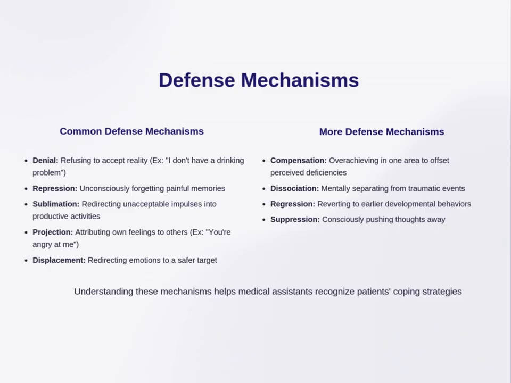Projection, attributing your own feelings to another, like claiming someone else is angry when really you're the one that's angry. Displacement, redirecting emotions to a safer target, slamming the door when they're upset. Also, that can definitely be blaming the medical assistant. They're displacing, saying you did something because they don't want to take responsibility themselves. Compensation, dissociation, regression, and suppression are some more that you can read through.